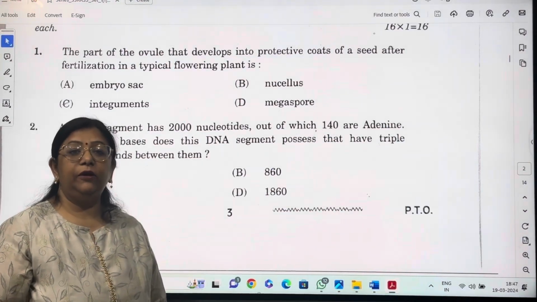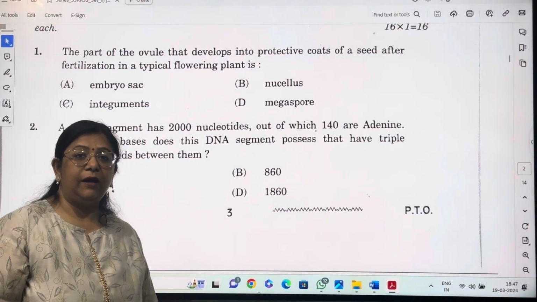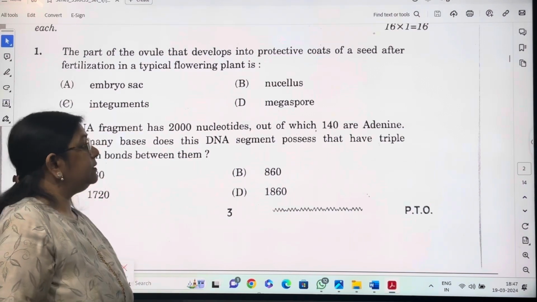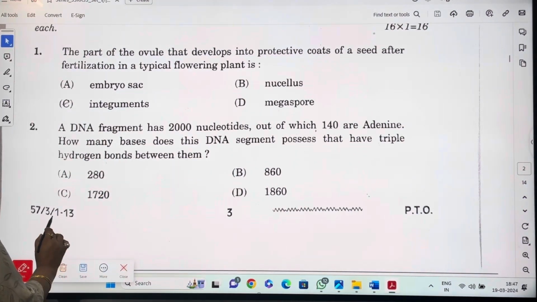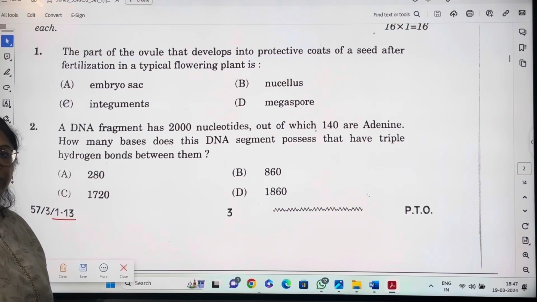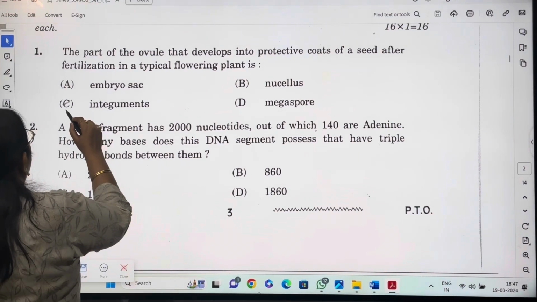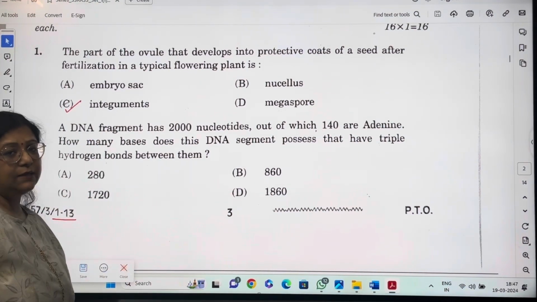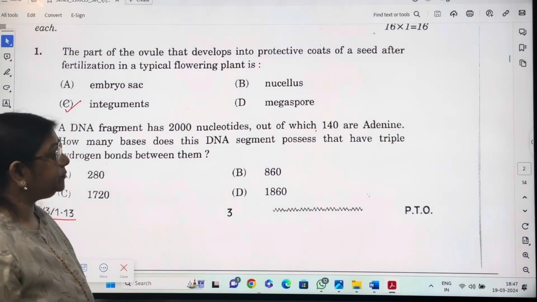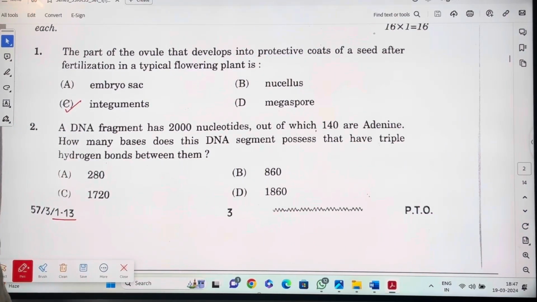Everyone. Today we are going to discuss the CBSE board biology question paper, and today I am using the first set of the 2024 question paper. Question number 1. The part of the ovule that develops into protective coats of a seed after fertilization in a typical flowering plant is? The answer is integuments. And the integuments convert into testa and tegmen of the seed.